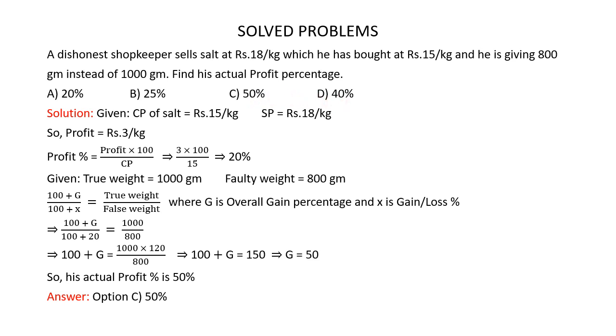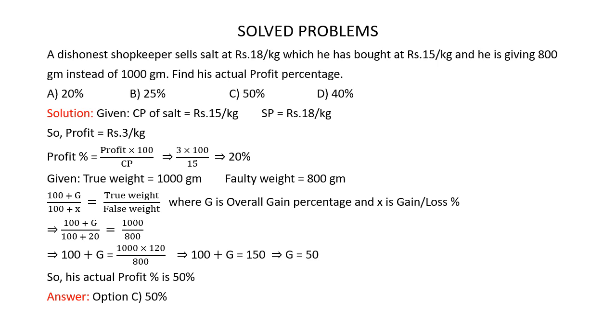Now it's given that the shopkeeper has bought the salt at rupees 15 per kg. So cost price of the salt is rupees 15 per kg. And he sells the salt at rupees 18 per kg. So selling price is rupees 18 per kg. So here you can see that the selling price is greater than the cost price. So clearly there is a profit of 18 minus 15, which is rupees 3 per kg. So there's a profit of rupees 3 per kg.